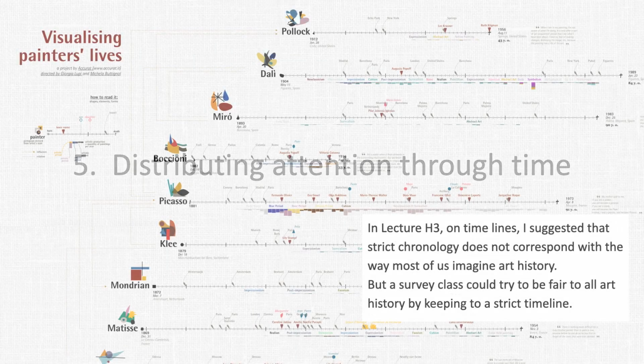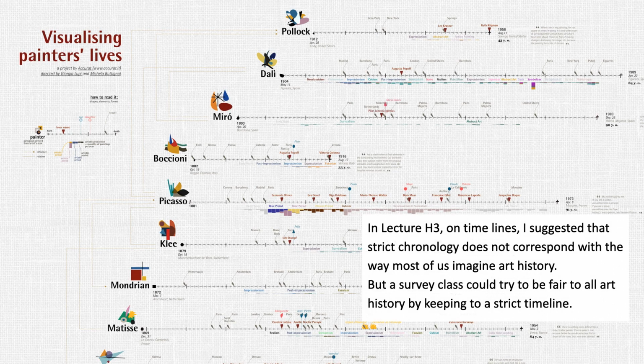Distributing attention through time means that you would be taking an entire semester or a year and trying to do, say, a century in a week or a century in a day. In the history lecture 3, which was on timelines, I was suggesting that strict chronology actually doesn't correspond with the way that most of us imagine art history.